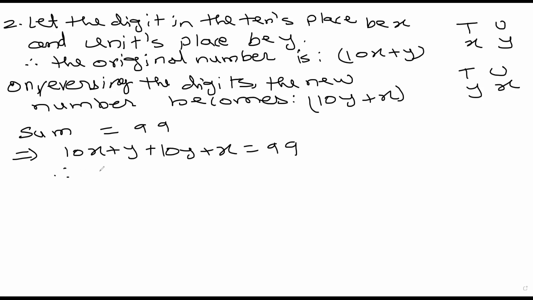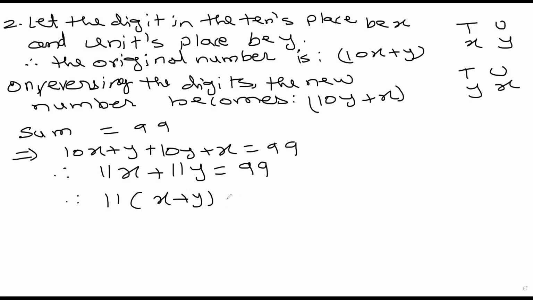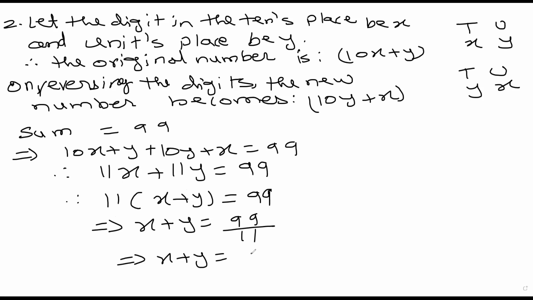So here, what do you get? 11x plus 11y is equal to 99. So if you take 11 common, you get x plus y is equal to what? 99 upon 11. So you get x plus y is equal to 9. Correct? This will be equation 1.